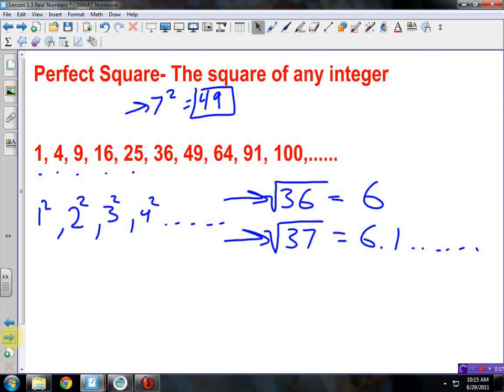All right? Any questions over perfect squares? All right.